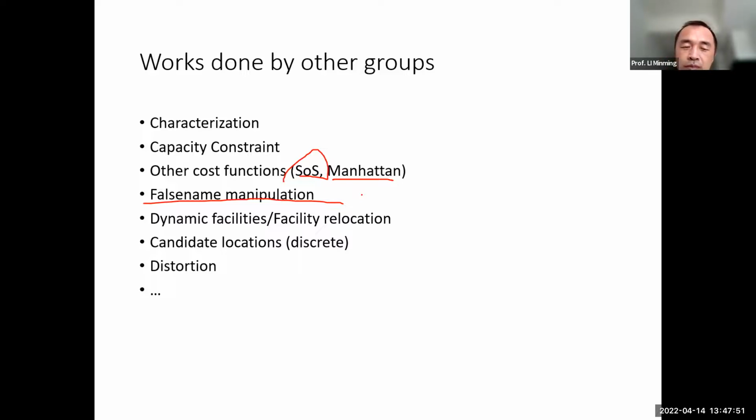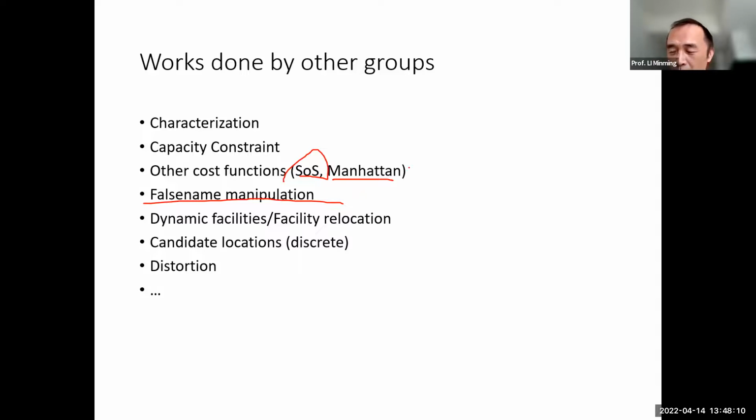And then there is also something called distortion. What is that? Now, this has something to do with the ordinal preference I mentioned in the fair division, remember? Okay, so now bonus point. Today we have less bonus points. What do you think distortion means for facility games?